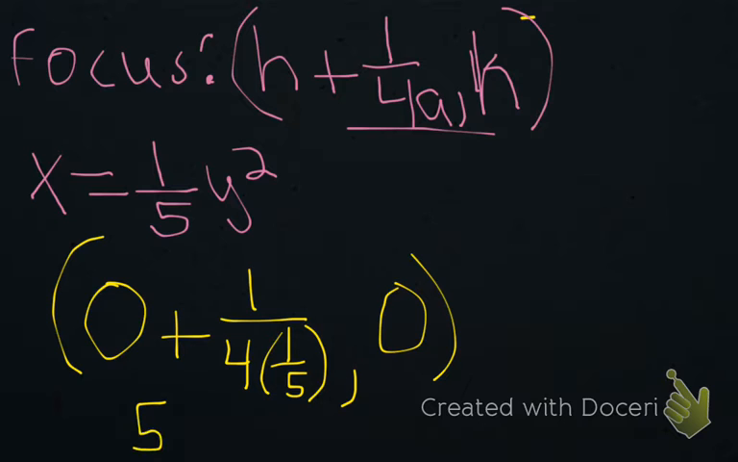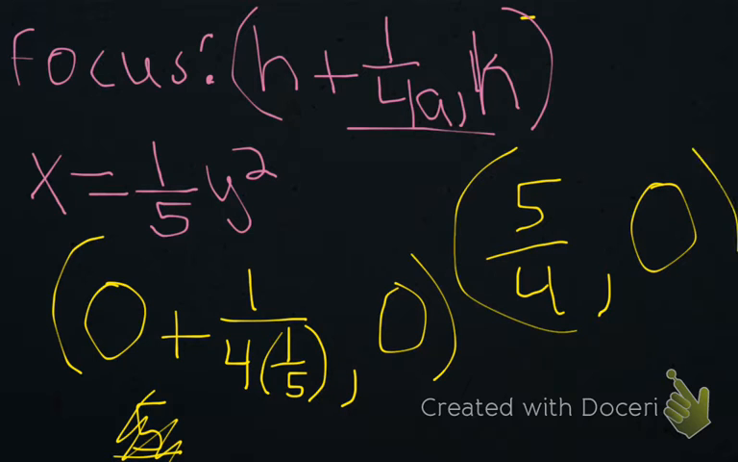So we could just say that our focus was 5 over 4, comma, 0, if you multiply all that out, which I hope you guys can all do at this point in time. Okay, so let's go on to the next slide.